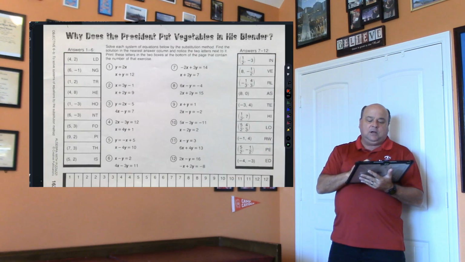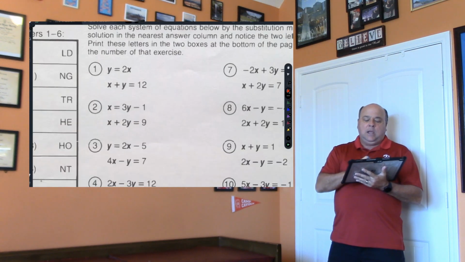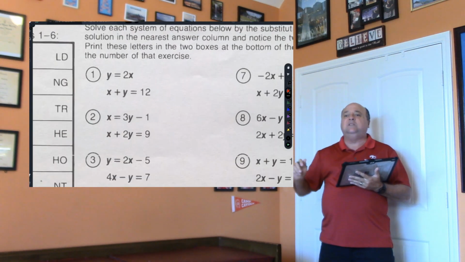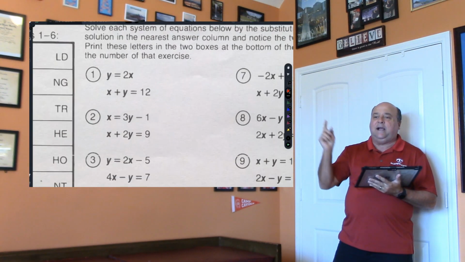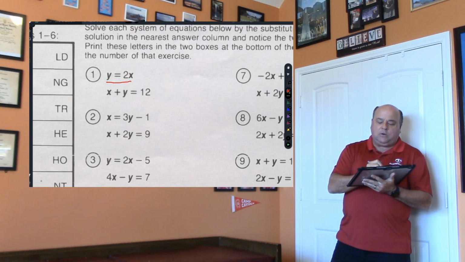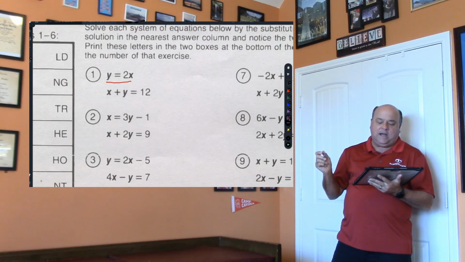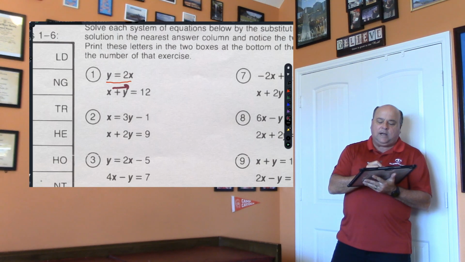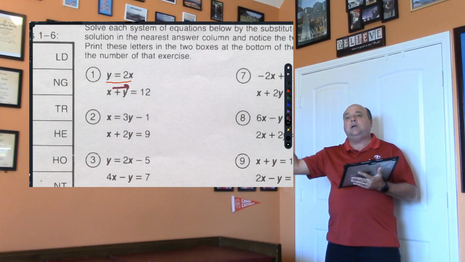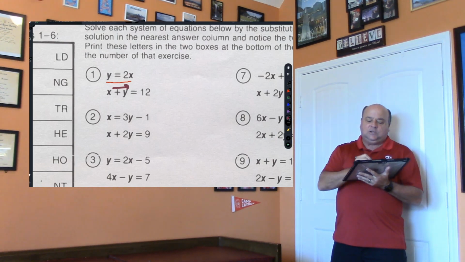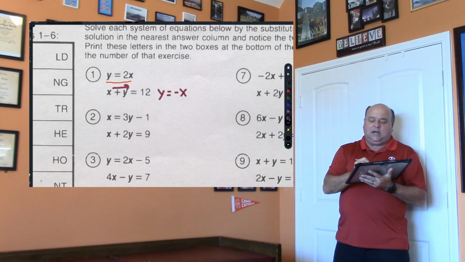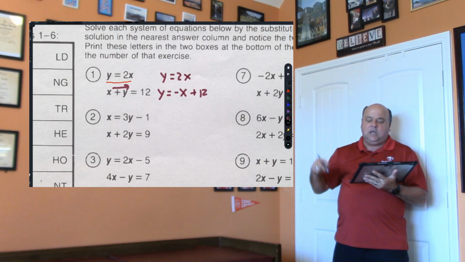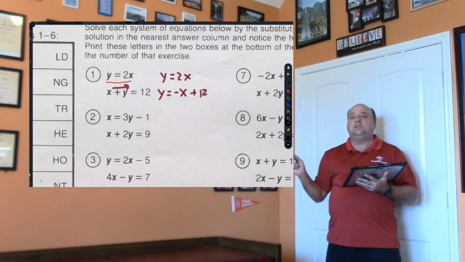Okay? So I'm going to zoom in on these, and we're going to go through and solve all of these for y. That's what you'll graph. So on this one right here, that's what you'll graph, y equals 2x. On this one right here, remember, if you move something across, it will flip. So this is going to be y equals negative x plus 12. So we'll graph y equals 2x and y equals negative x plus 12.